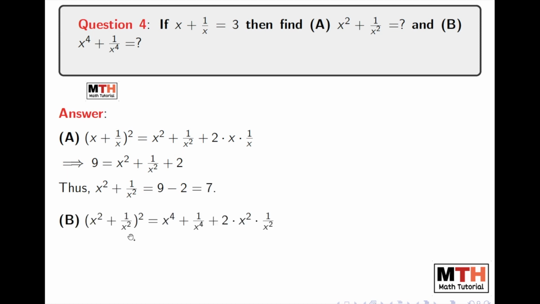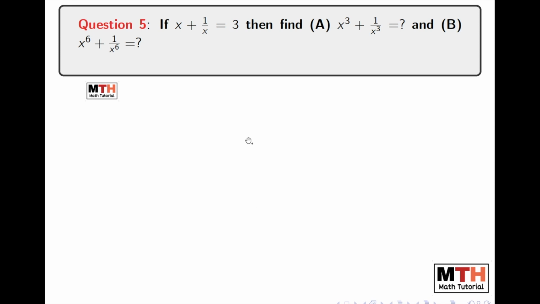Now B. We are squaring this, so we get x square plus 1 by x square whole square equals to x power 4 plus 1 by x power 4 plus 2 times x square times 1 by x square. And the value of x square plus 1 by x square is 7, so we are getting 7 square, which is 49, equals to x power 4 plus 1 by x power 4 plus 2. Thus the value of x power 4 plus 1 by x power 4 equals to 49 minus 2, which is 47.